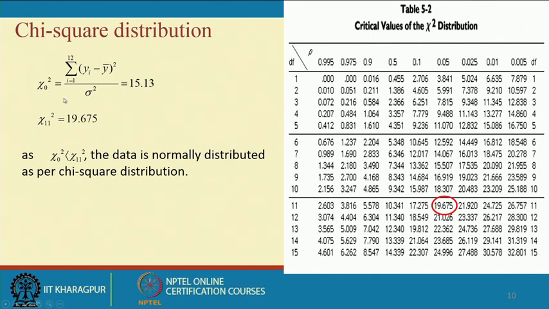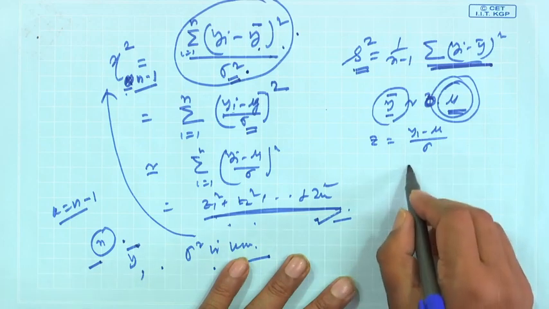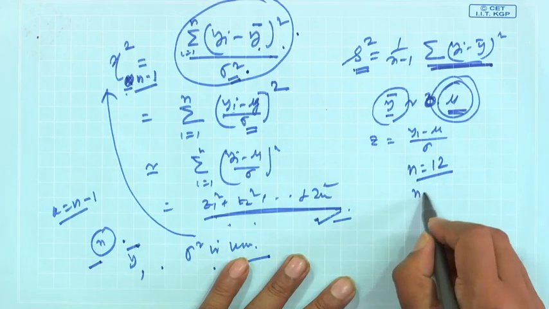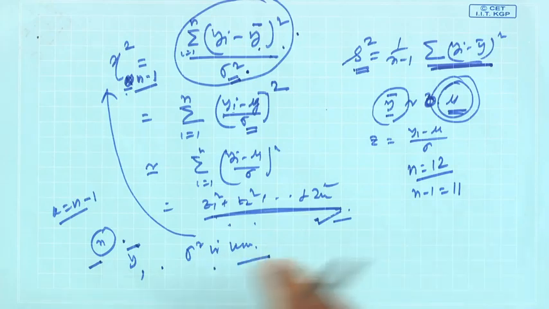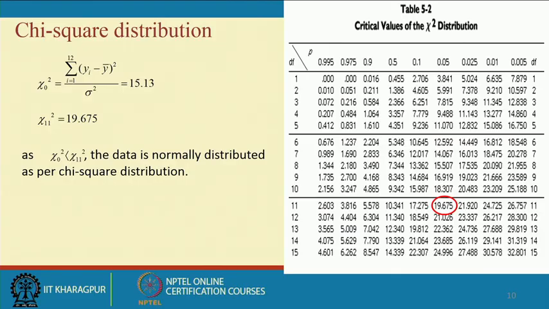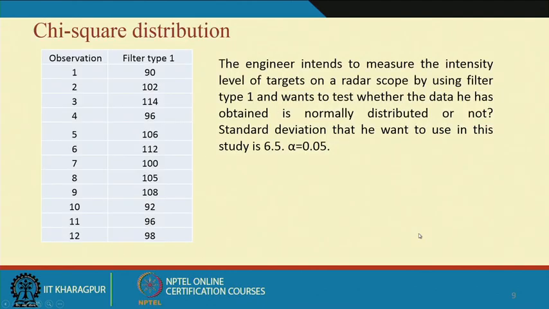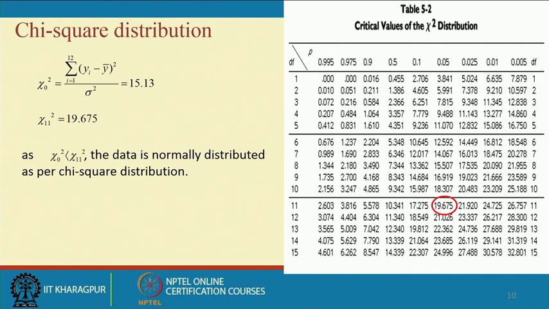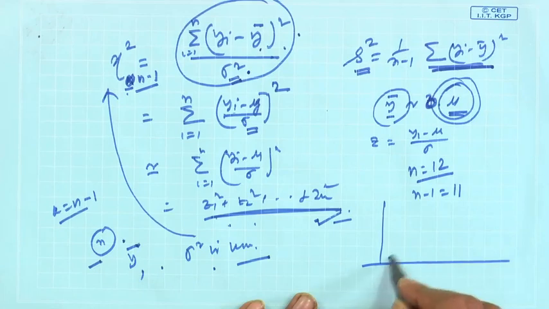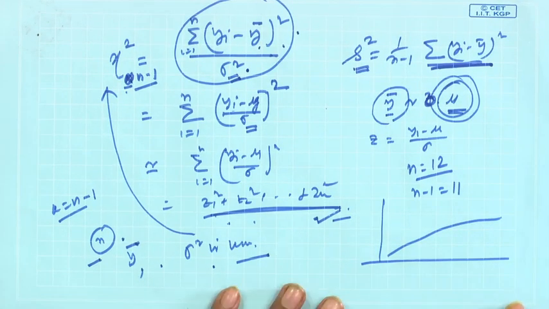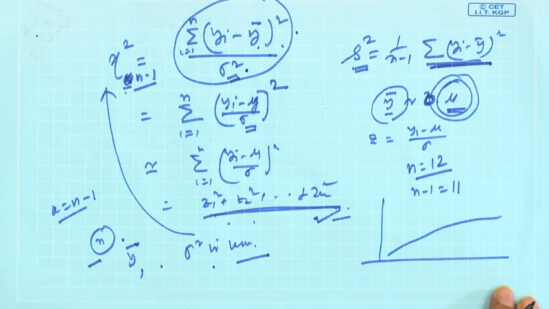Anyhow, in this example we have computed this chi square 0, which is just notation used here. This value is 15.13. Suppose our n is 12, so n minus 1 is 11. Then the distribution with k equal to 9 degrees of freedom looks something like this, and with k equal to 11 it will be something like this.